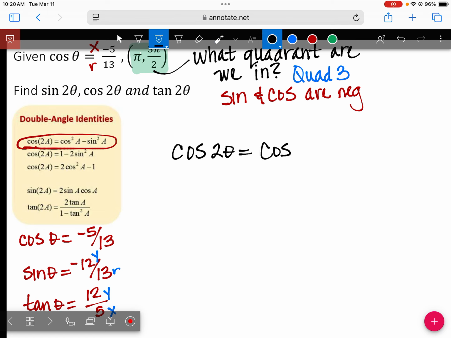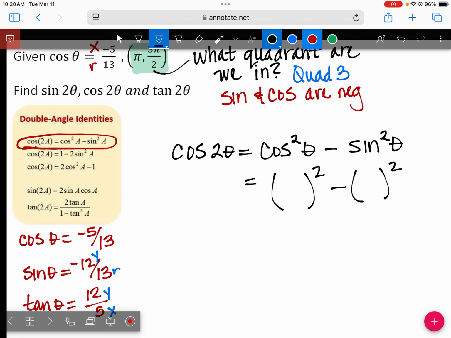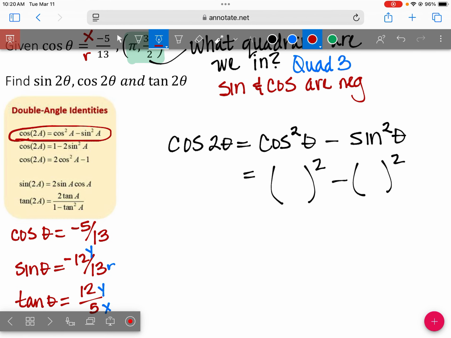So we take our cosine of theta squared and subtract from it our sine squared. Let me set this up. They gave us our cosine, and our cosine is negative 5 over 13. And then we know our sine is negative 12 over 13.